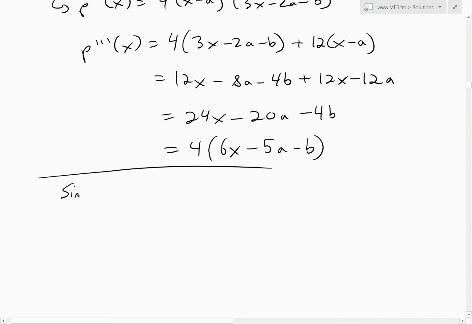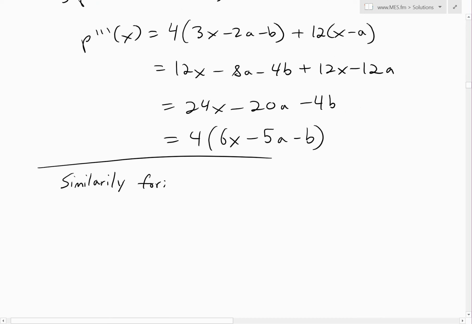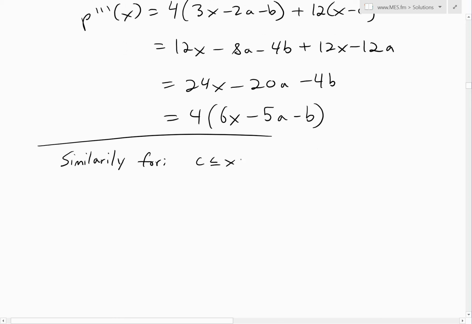And similarly, I'll just do this, similarly for c less than or equal to x, less than or equal to b.